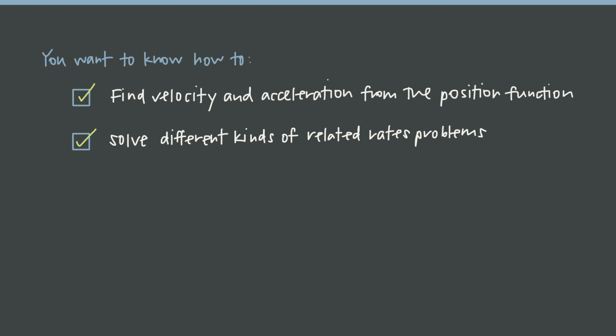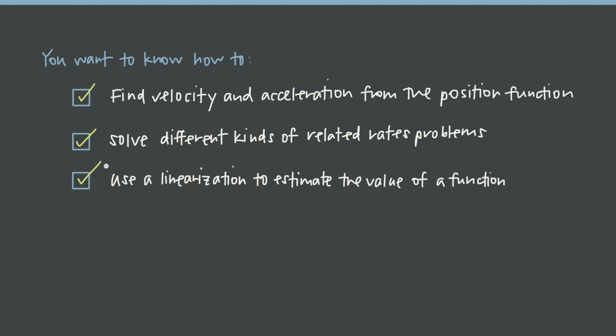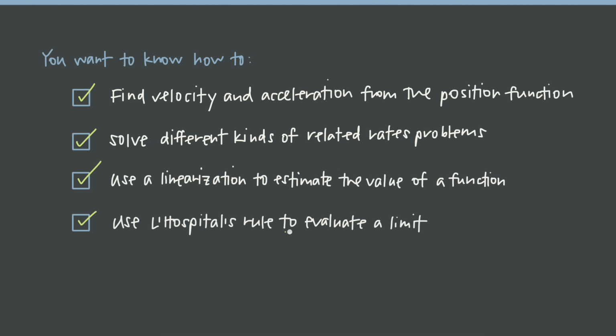You want to make sure you know how to use a linearization or a tangent line approximation to estimate the value of a function, and you need to be able to say whether or not that estimate is an over or an underestimate. And then lastly, you want to be able to use L'Hopital's rule to evaluate the limit of an indeterminate form. You need to be able to show first with substitution that you have an indeterminate form, and then apply L'Hopital's rule 1 or 2 times or however many times it takes in order to find the real number value of the limit.